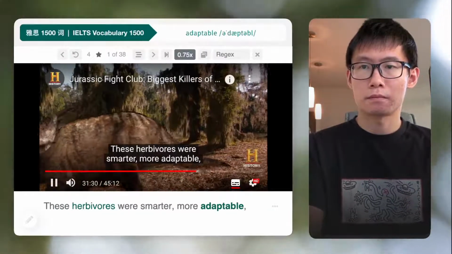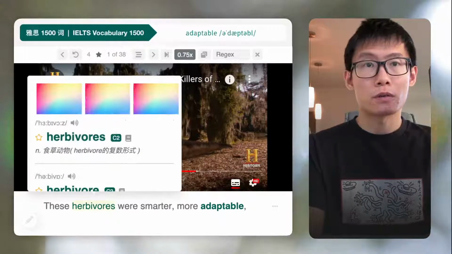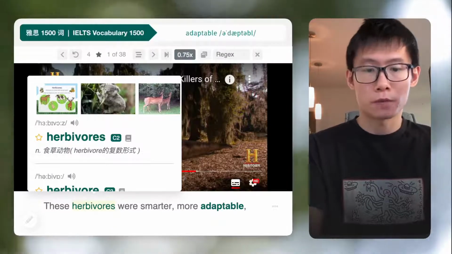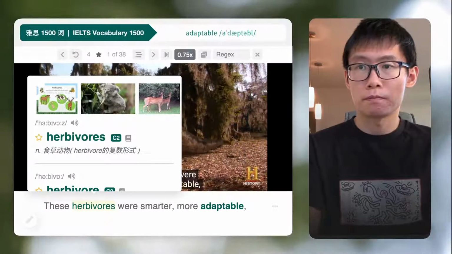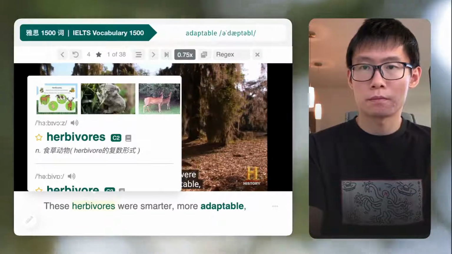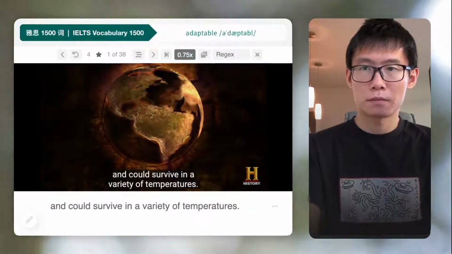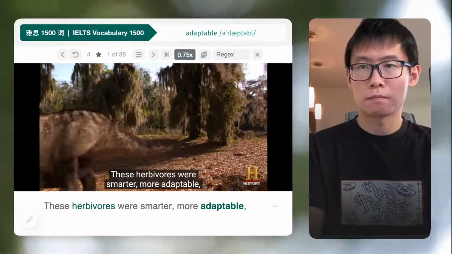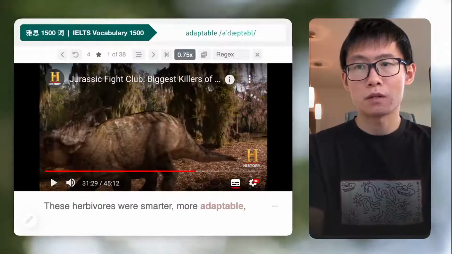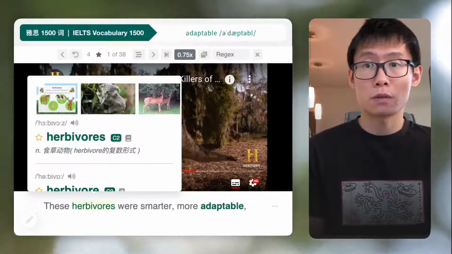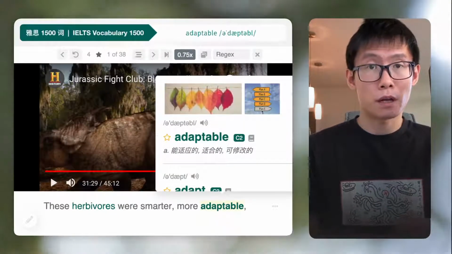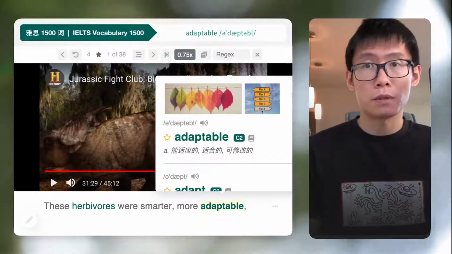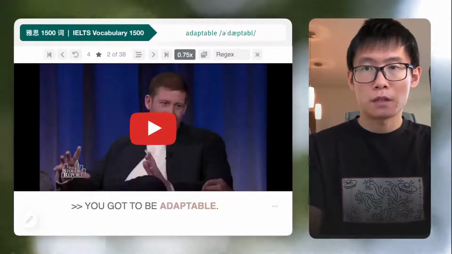More adaptable. The herbivores 就是食素的那种恐龙食素的恐龙，食草恐龙，食草动物。More adaptable and could survive in a variety of temperatures. Right, so those herbivore dinosaurs were more adaptable. That means they can adapt to new environments. Right, so it's simply adapt plus able. Let's take a look at another example.